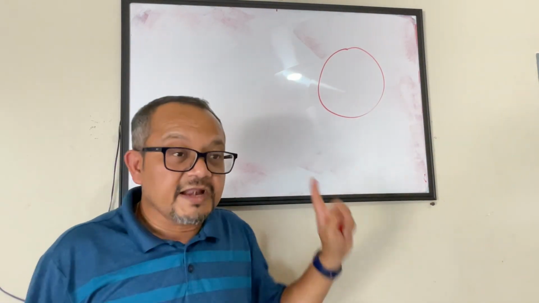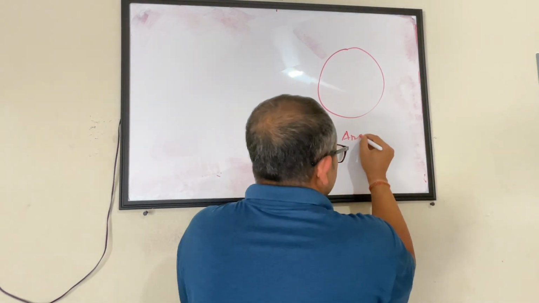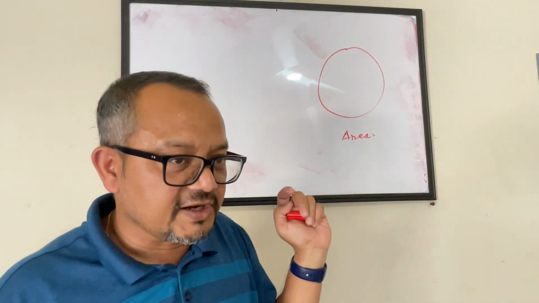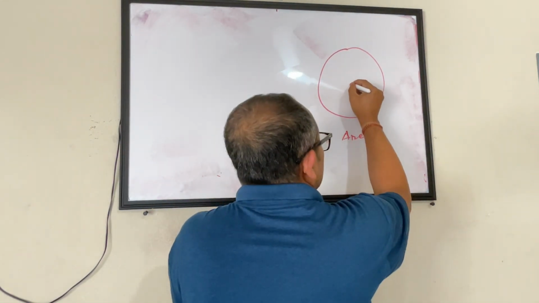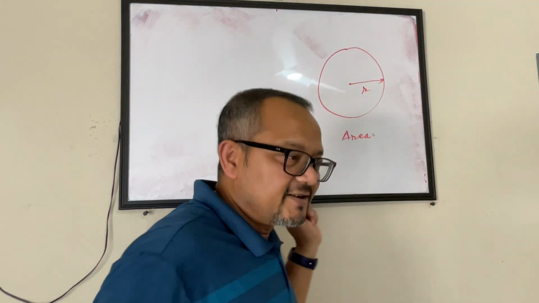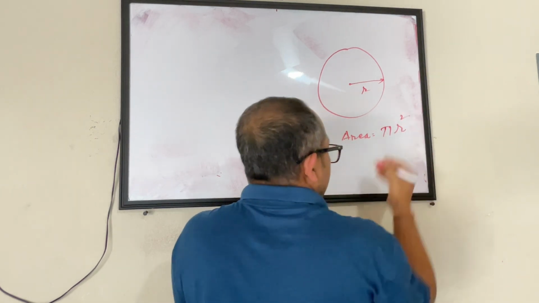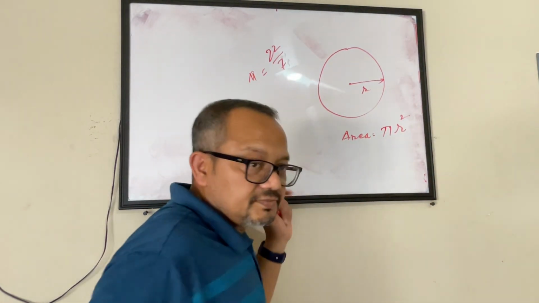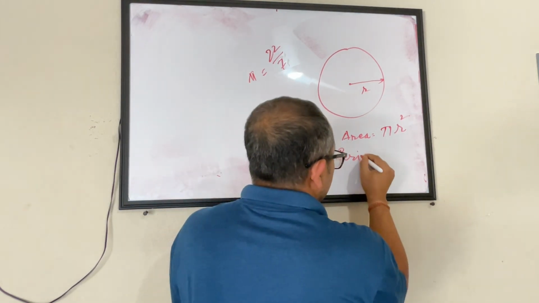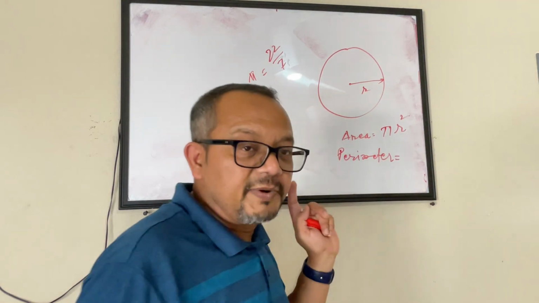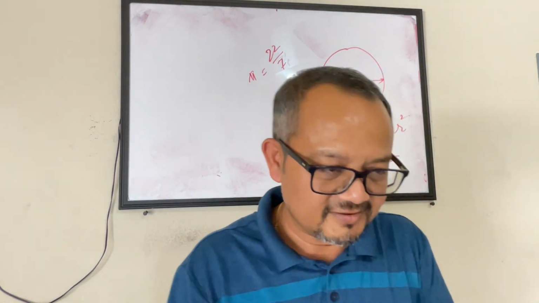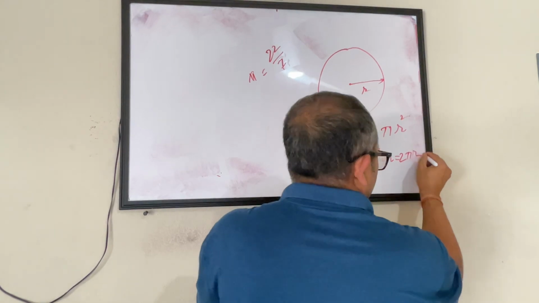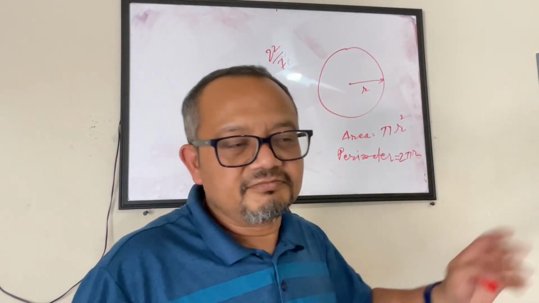Okay? And what do we remember? What is the area of a circle? What is the formula for the area of a circle? Louder. Pi r squared, where r is the radius and pi is the constant. The value of pi is 22 by 7. Okay. Now, what is the formula for the perimeter of a circle? Anybody on the screen? Louder. 2 pi r. Yeah. So these are the formulas that we learned some time ago.